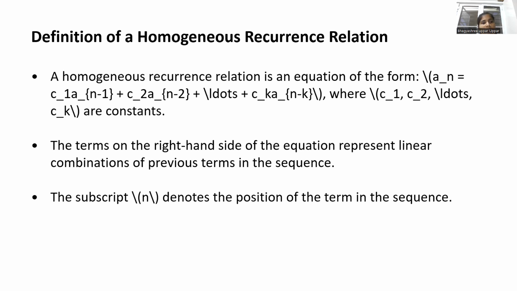Definition of homogeneous recurrence relation. A homogeneous recurrence relation is an equation of the form a_n = c_1 a_(n-1) + c_2 a_(n-2) + ... + c_k a_(n-k), where c_1, c_2, ..., c_k are constants. The terms on the right-hand side of the equation represent linear combinations of previous terms in the sequence. The subscript denotes the position of the term in the sequence.